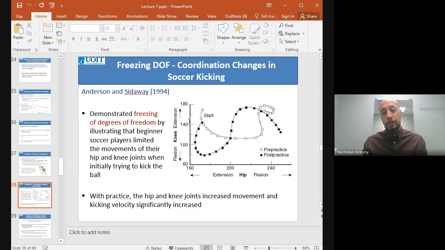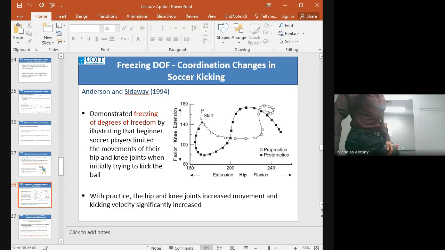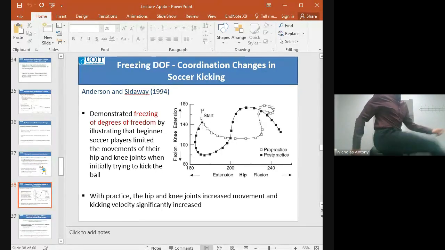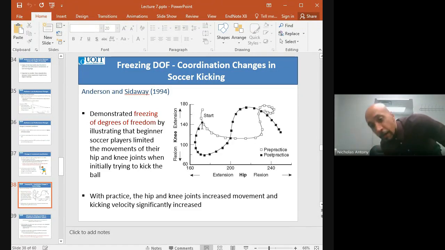Here we have another example of the freezing of degrees of freedom. Here we have the joint angle of the knee graphed against the joint angle of the hip. See pre-practice versus post-practice. See how there's a larger range of the line? That just means there was more movement. So pre-practice, they had freezing of the joint. They were moving the joints less. Whereas post-practice, this was learning a soccer kick. So they're saying that when you learn to kick a ball, initially you just use your knee, right? You're practicing, just use your knee. And then as you get better at it, you can start using your hip. And that is what that graph is showing. Does that make sense, everyone?